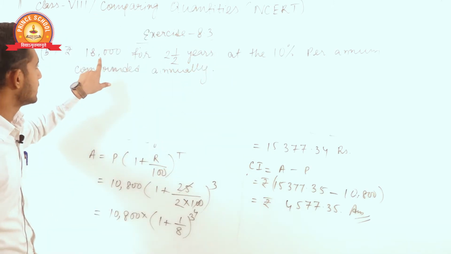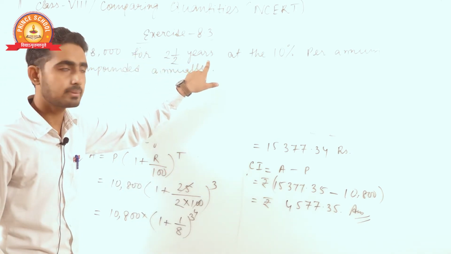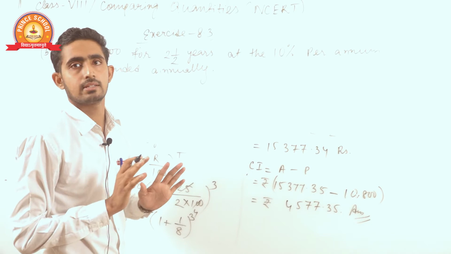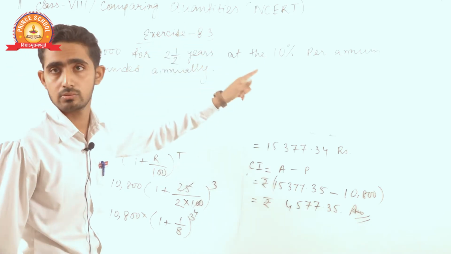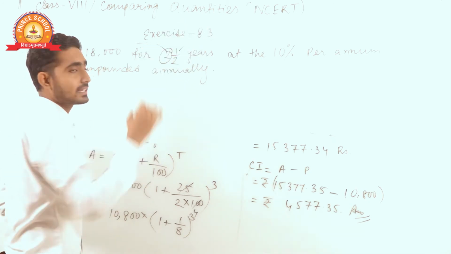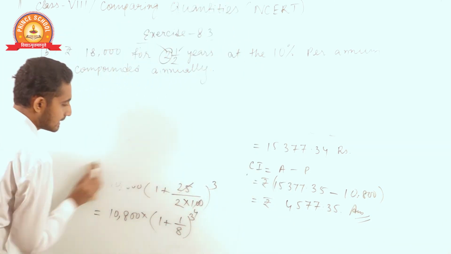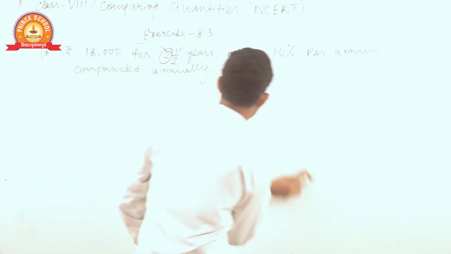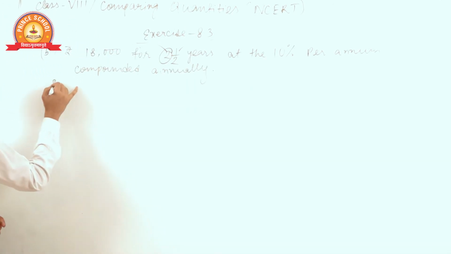Got it? Rupees 18,000, that means P is given. 2 and 1 upon 2 years, that means time period is given. But you have to observe here that for 2 and 1 upon 2 years you cannot find compound interest directly. When a fraction is given, that means this is not T. If compound interest is given, in this case you find CI for 2 years, and for 1 upon 2 years what do you have to find? SI. So first of all I will find CI for 2 years. After that we have to find SI for 1 upon 2 years. After that we have to add, that is your question's answer. So comes question number B, solution start.